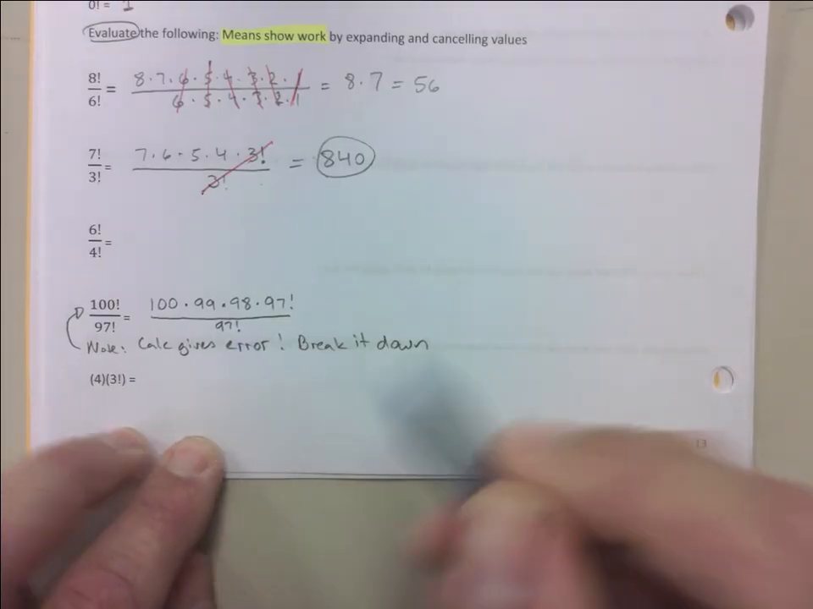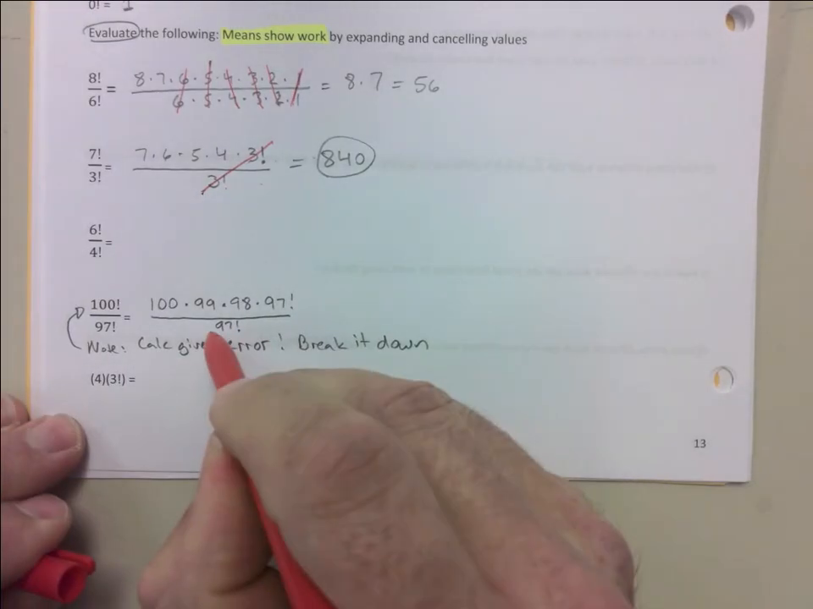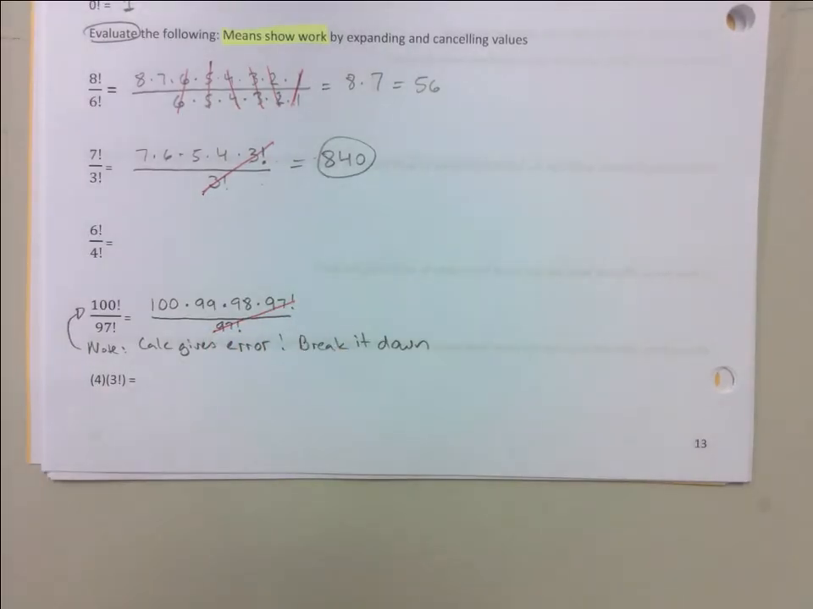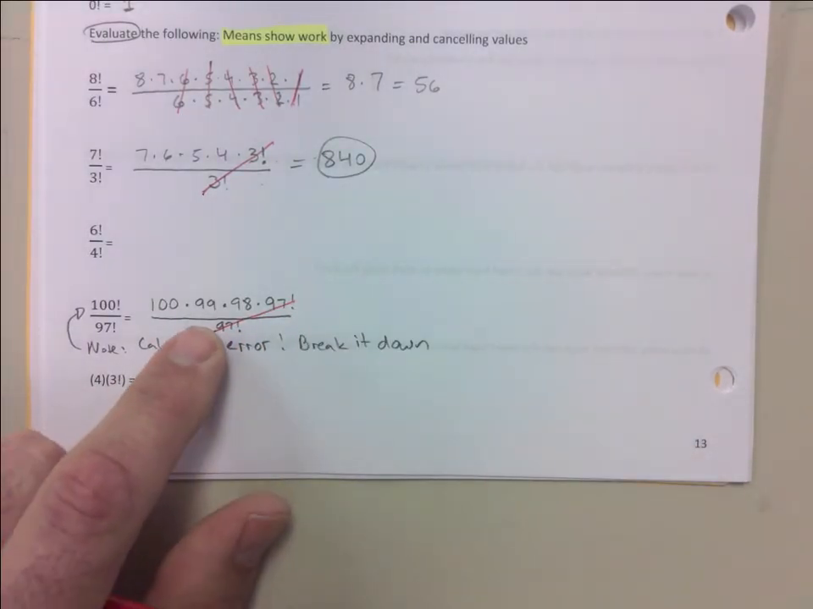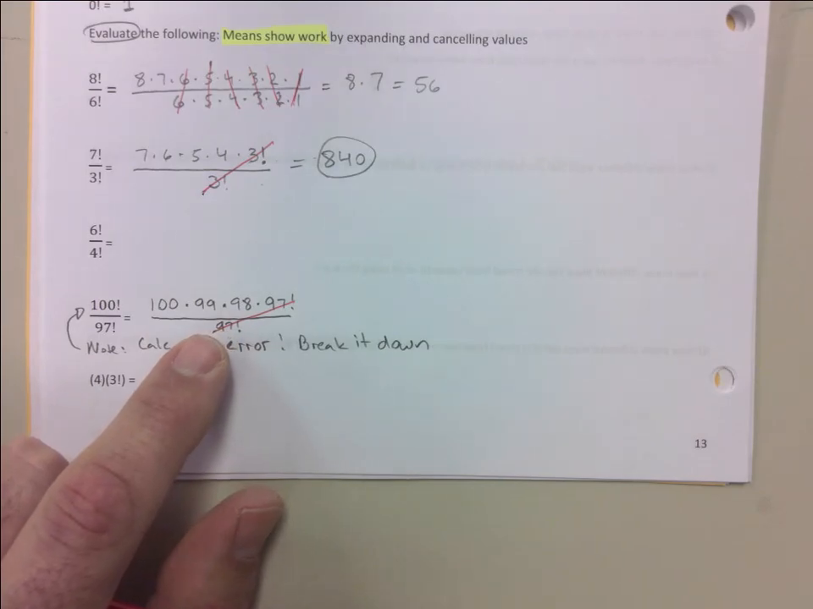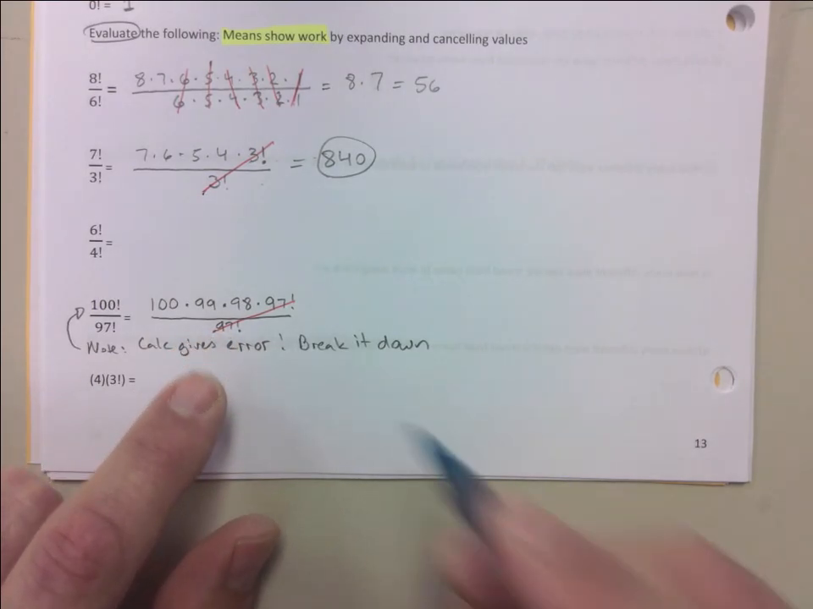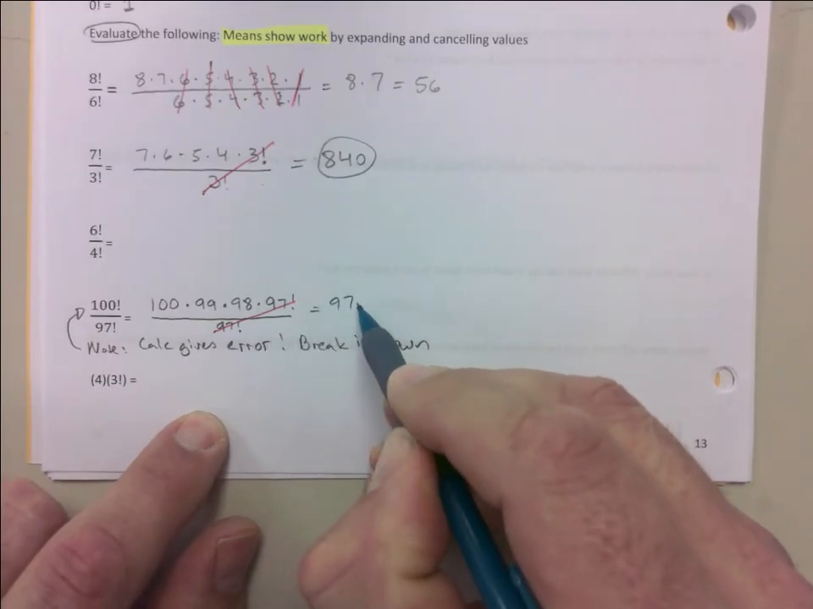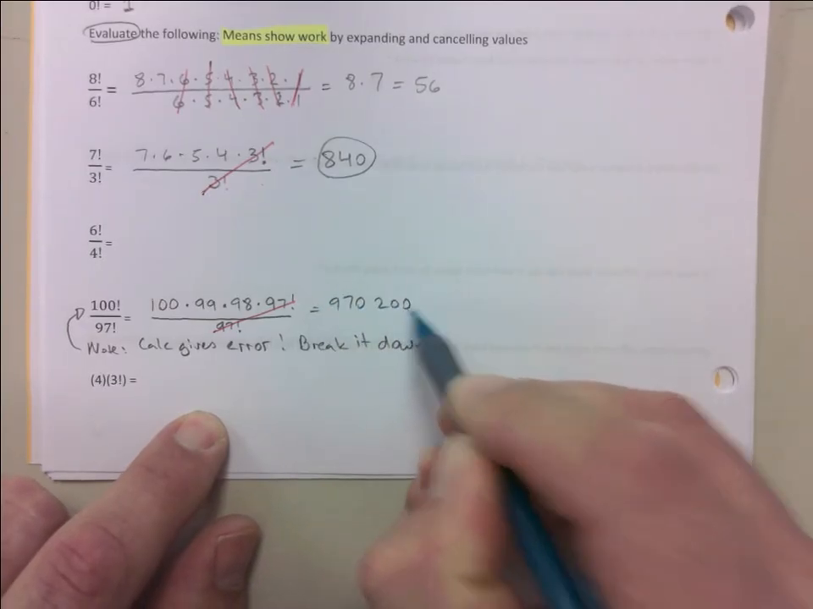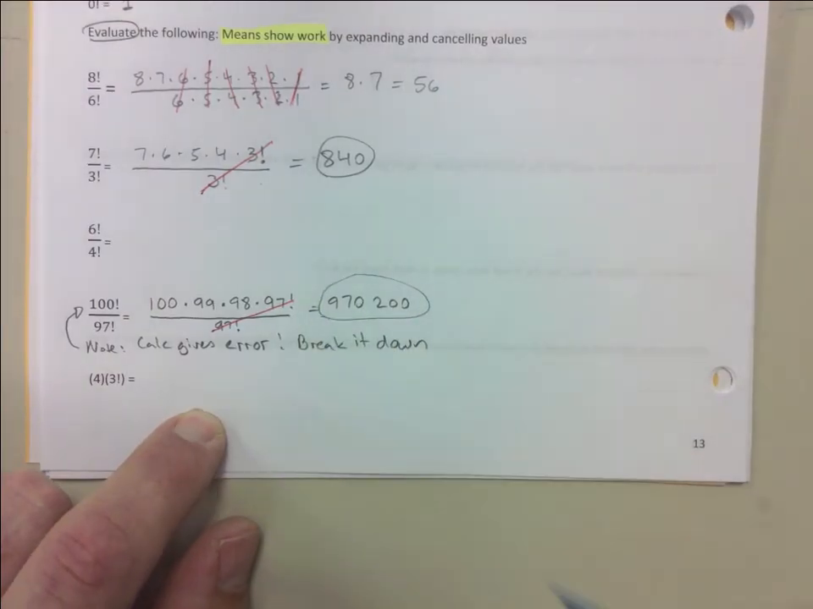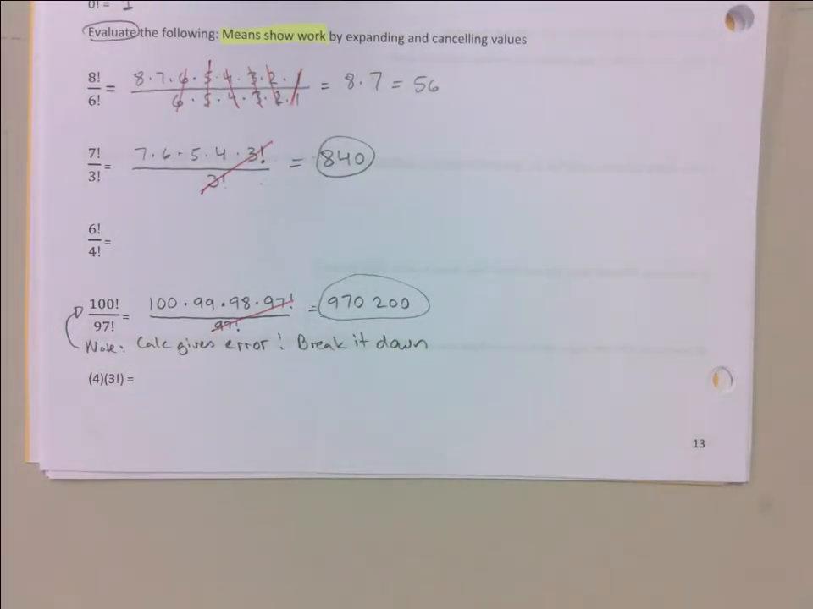So 97 factorial is there. Perfect. I get to cancel this out. And so now I'm left with 100 times 99 times 98, which is 970,200. Okay, so it can be done. Our calculator just can't help us there.